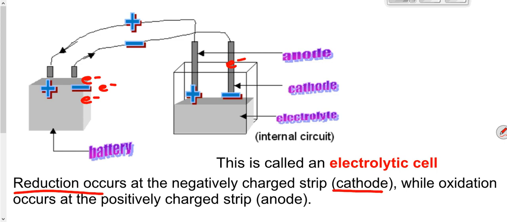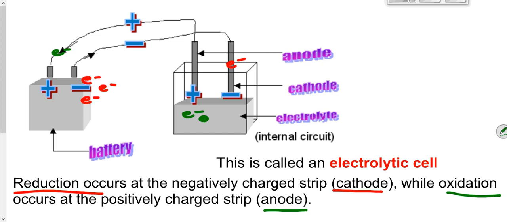Now, in the solution, there will be some kind of species as well that is going to have electrons being pulled off of it. And so these electrons that get pulled off are going to get attracted to this positively charged strip called the anode, and they're going to get pulled back into the battery. So because the anode is pulling electrons off of things, we will say that oxidation is happening at our anode. Reduction always at the cathode, oxidation always at the anode.